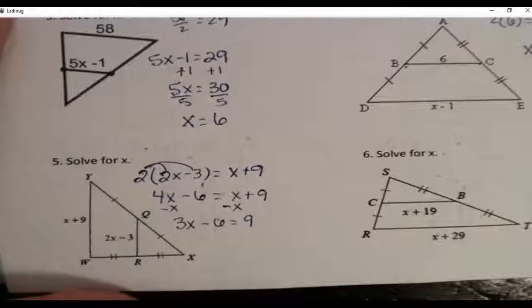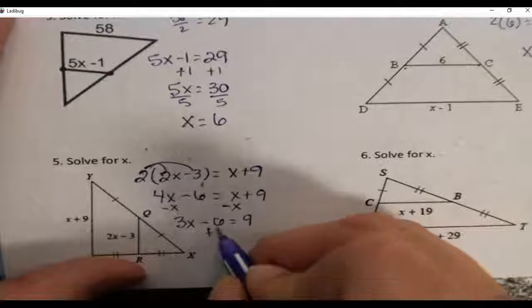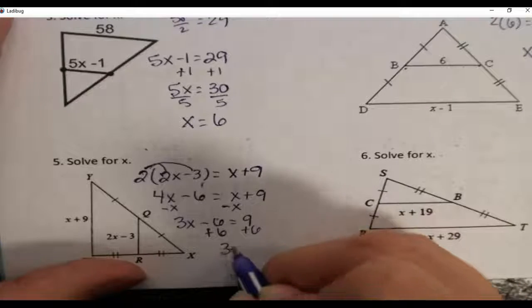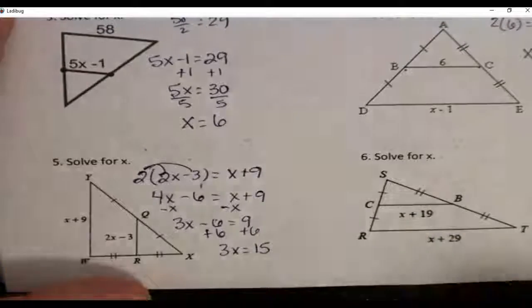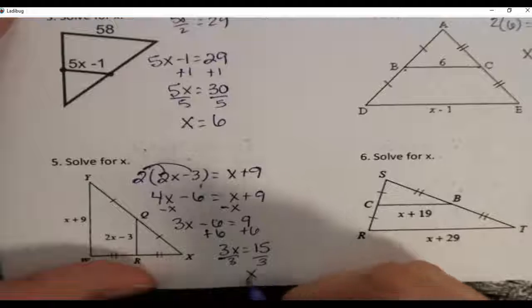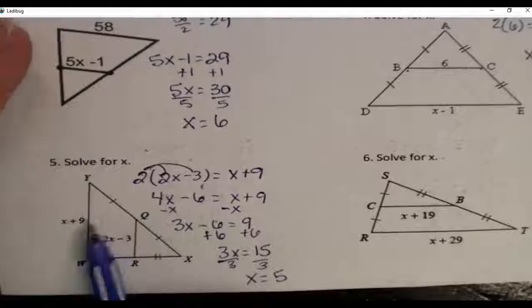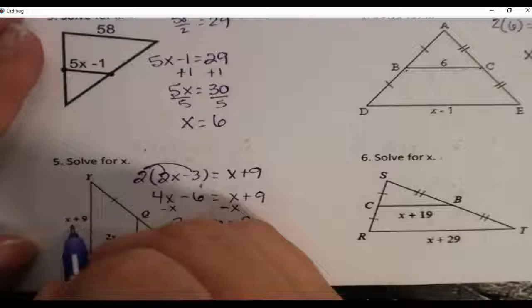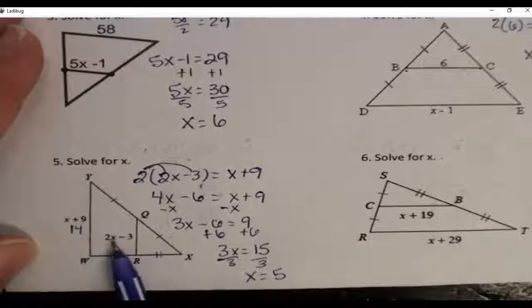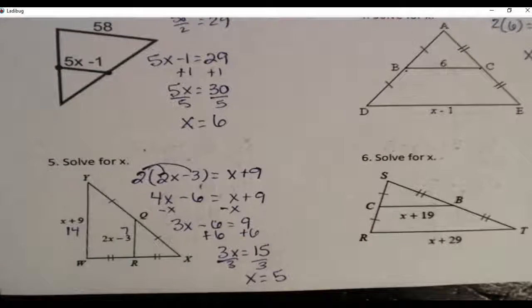And then we solve it. So I subtracted the x, which left me 3x minus 6 equals 9. Good. And then we add 6. So 3x equals 15. You got it. Divide by 3. Good. So x equals 5. And then again, if you wanted to check yourself, you could plug it in. So 5 plus 9 is 14. 2 times 5 is 10, minus 3 is 7. And we know 7 is half of 14.